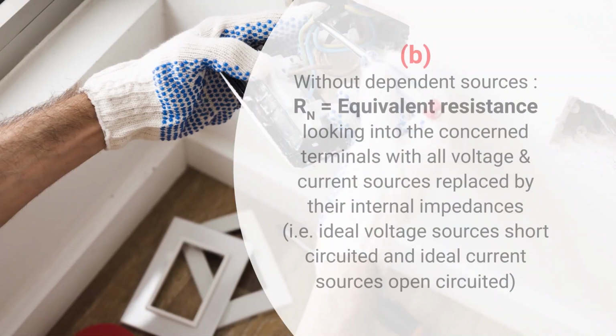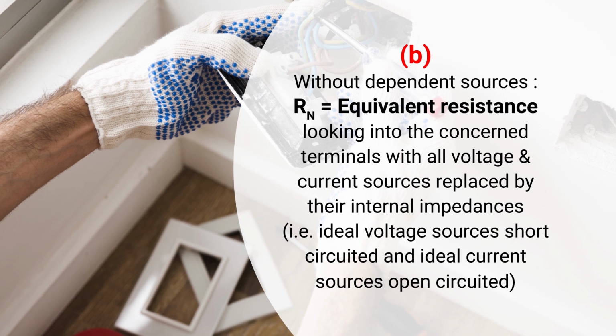The second case is, what if there are only independent sources? It may be an ideal voltage source or an ideal current source. So the Norton resistance is the equivalent resistance looking into the concerned terminals with all voltage and current sources replaced by their internal resistances.